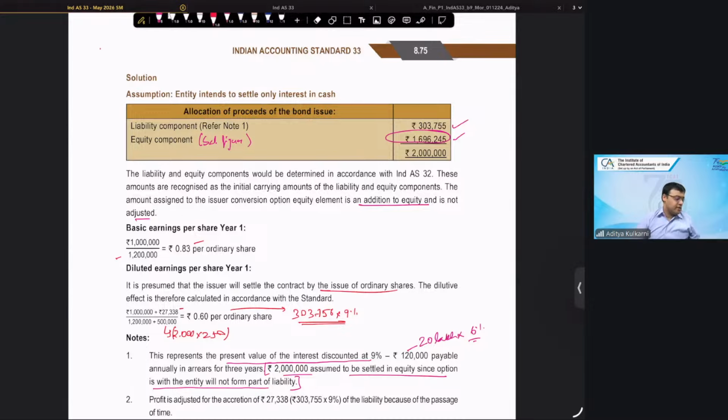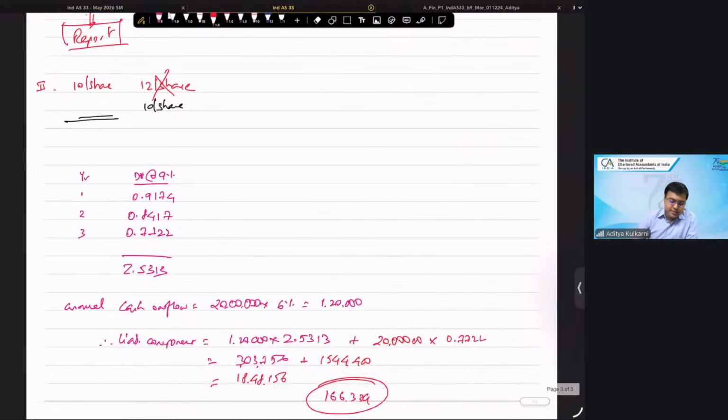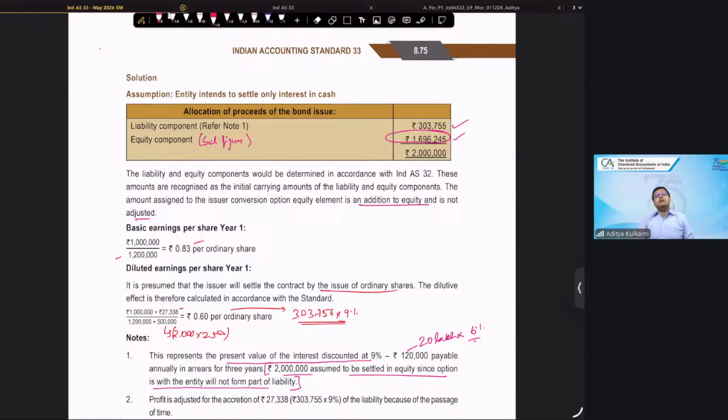Contingent shares. What do you mean by contingent shares? Shares which are issued subject to fulfillment of a particular condition. Now, when I talk about contingent shares, will it affect my basic EPS? Answer is no, because basic EPS depends on things which are actually existing. Do I assume anything in basic EPS? No, sir. It depends on actual facts.